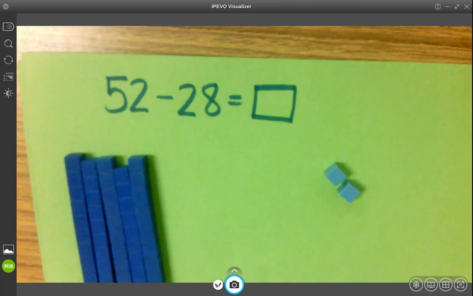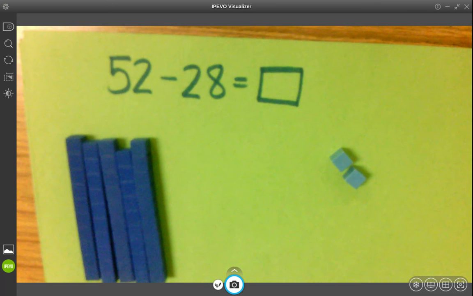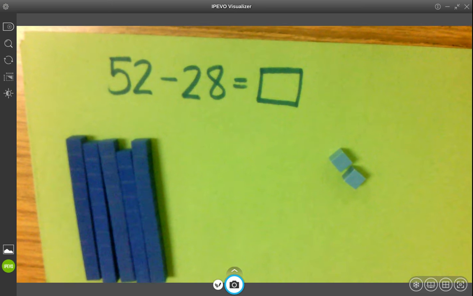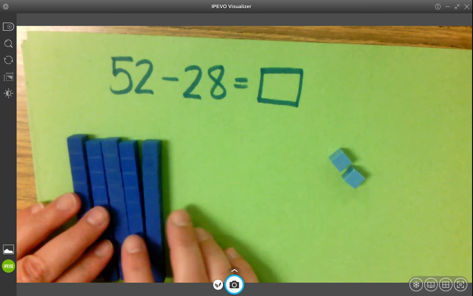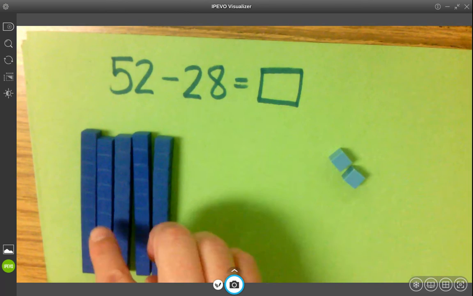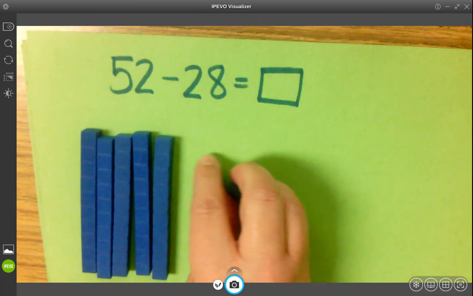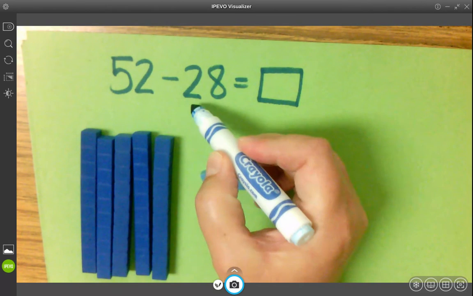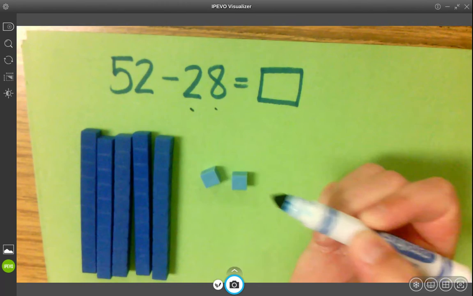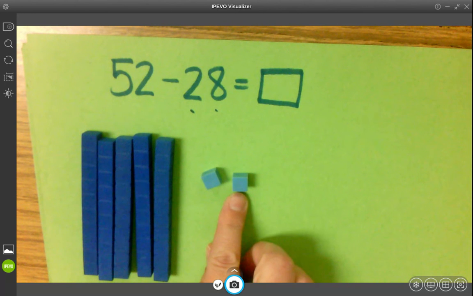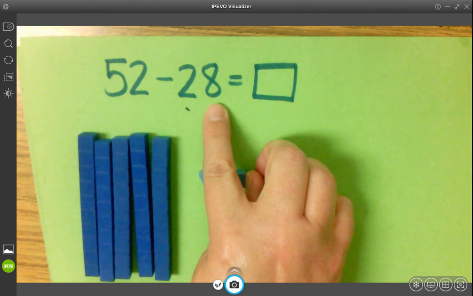I wanted to show you some things that we've been doing in class as far as talking about subtraction strategies. I've got the problem 52 subtract 28, and we first started doing this by place value blocks in class. 52 is the same thing as 5 tens and 2 ones, and I need to remove 2 tens and 8 ones. I've got enough tens that I can remove 2, but my problem is I don't have enough ones to be able to remove 8.